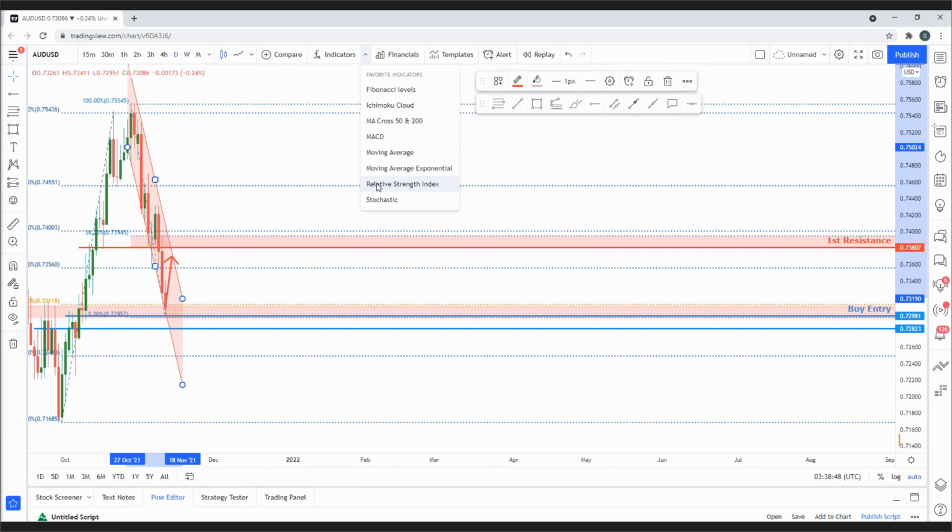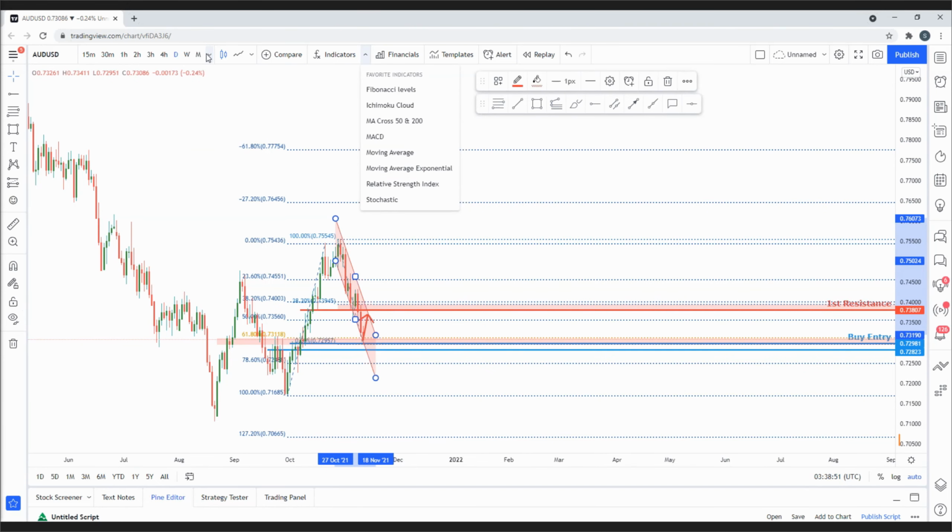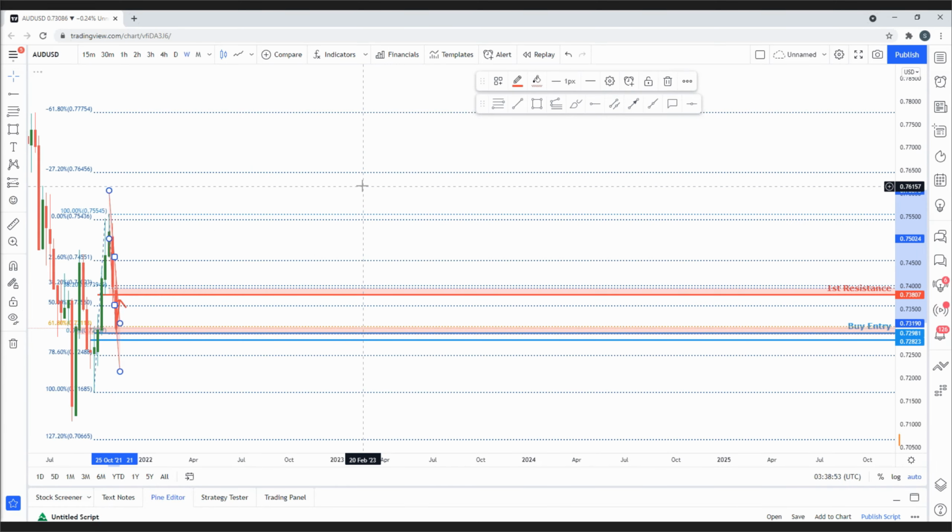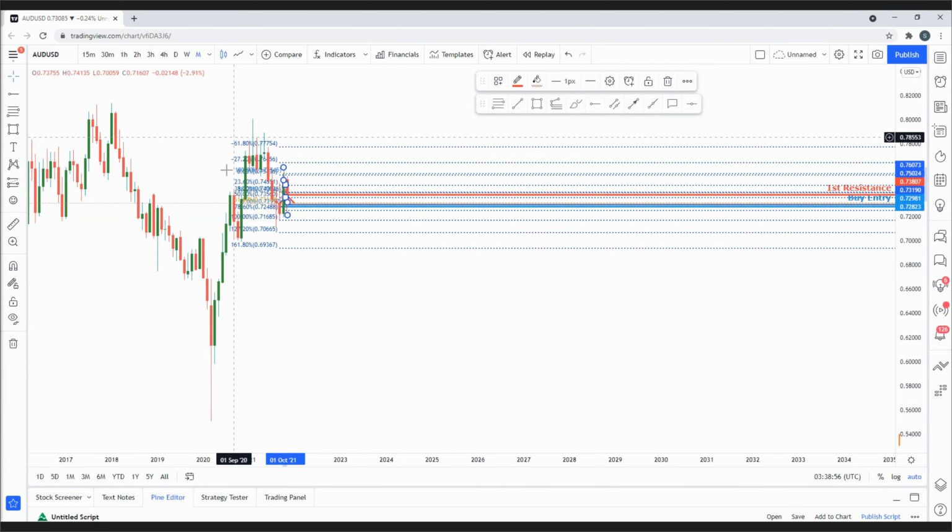I'll say that, Richard, you can long it, but I think you shouldn't hold the trade for too long because this downtrend is also quite crazy. Weekly is also on a downtrend, monthly is also on a downtrend, right? You can see that this is probably just a retracement.